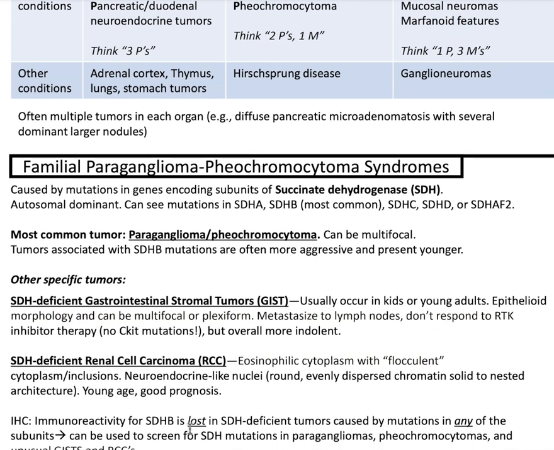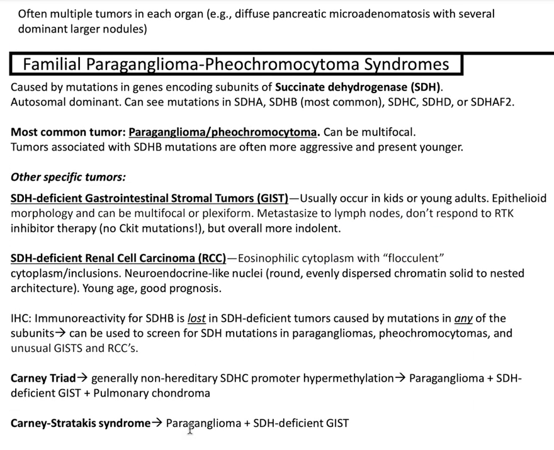And familial paraganglioma-pheochromocytoma syndromes are caused by mutations in genes encoding subunits of succinate dehydrogenase, SDH. The most common tumor is paraganglioma-pheochromocytoma. Other specific tumors include SDH-deficient gastrointestinal stromal tumors, SDH-deficient renal cell carcinoma, Carney triad, and Carney-Stratakis syndrome.